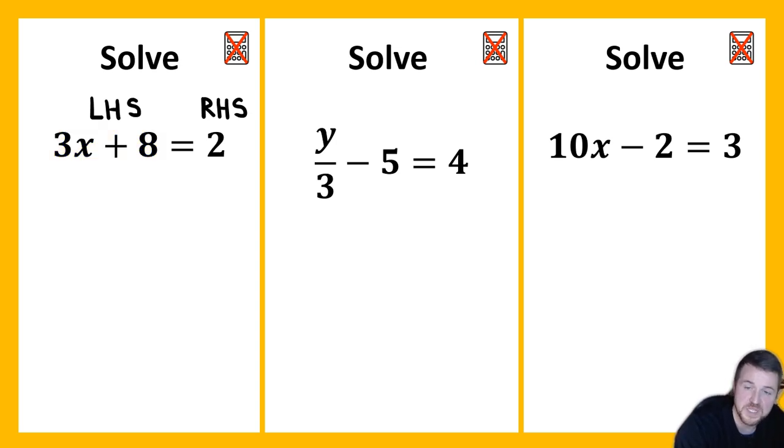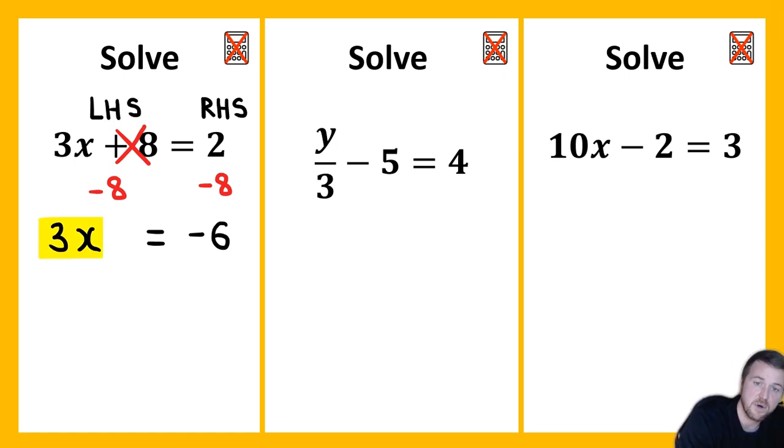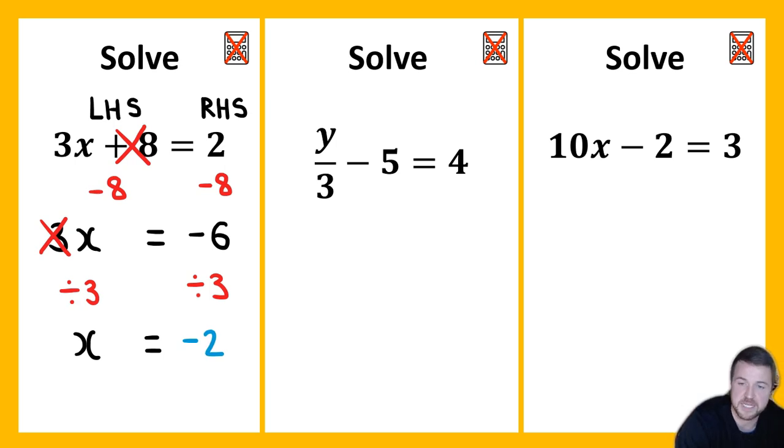So applying the opposite and the inverse operations, the first thing I will need to do is to eliminate positive 8 by subtracting 8 from the left-hand side and balancing it by subtracting 8 from the right-hand side. This will leave me with 3x on the left-hand side, and 2 subtract 8 is negative 6 on the right-hand side. Now I can see that I'm left with 3 lots of x, and I can eliminate the multiple of 3 by dividing through by 3 on the left-hand side and the right-hand side, leaving me with x equals negative 6 divided by 3, which is negative 2.